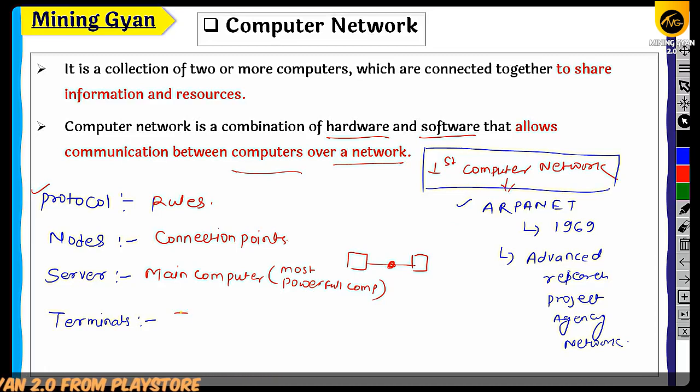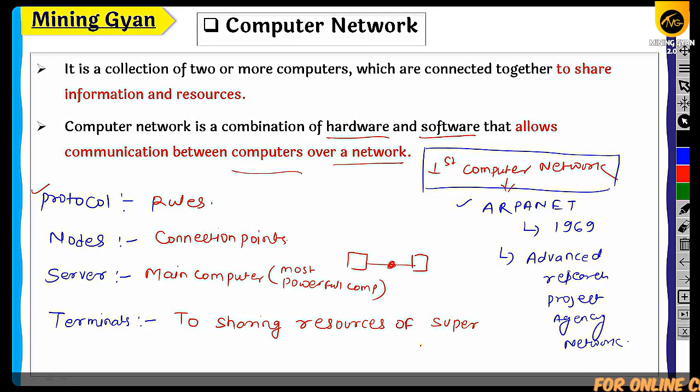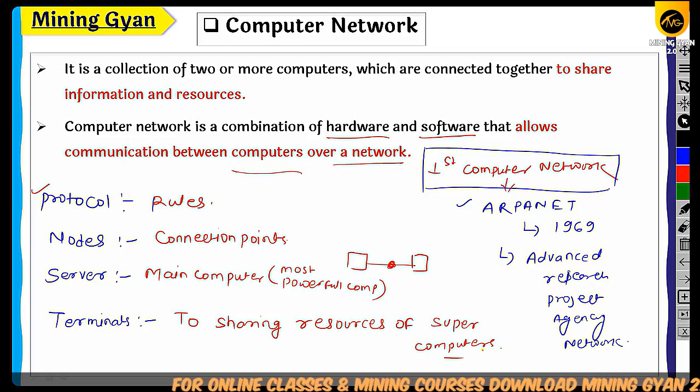Okay, terminals are used for sharing resources of supercomputers. Basically, the supercomputers are used to control all the computer networks, and the terminals are used to share the resources of the supercomputer to operate or to share information between the devices in that network. Okay, so these are the most important terminology used in computer networks.